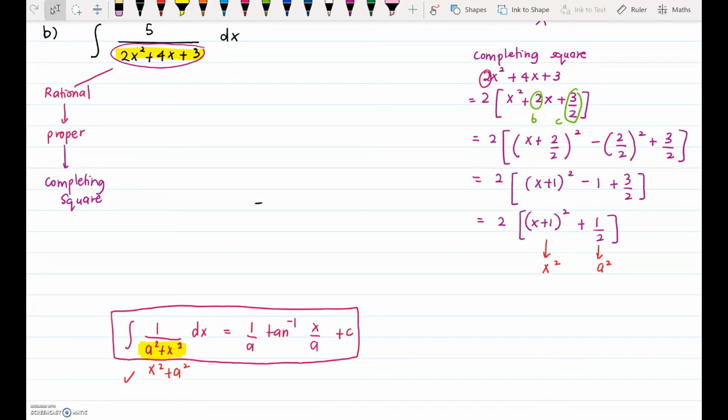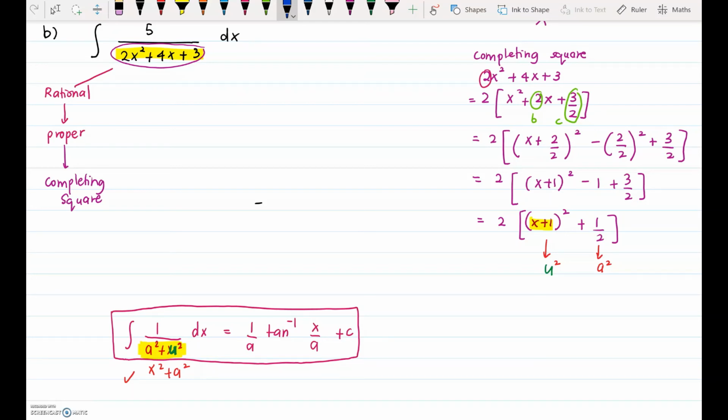Okay, continue. The problem now is that you have x plus 1 squared, which is not x. So we will write the formula in the form of u. We want to write it in the form of u squared, so the formula will be a squared plus u squared. You need to use u substitution later on.